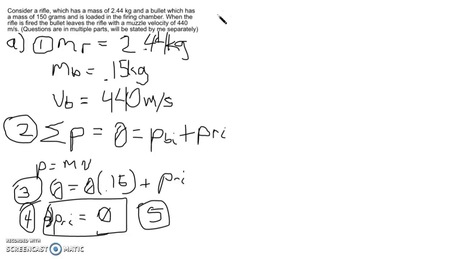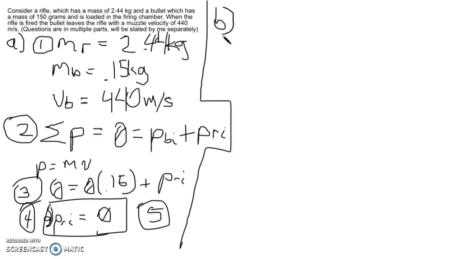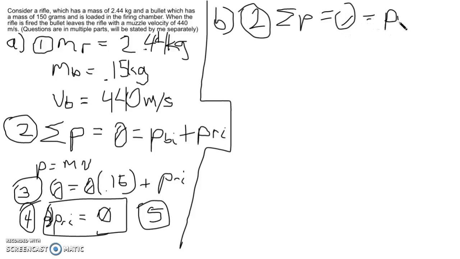That's good enough, right? Let's just draw a bit of a line here and go on to part B. What is part B? Part B says, what will be the momentum of the rifle-bullet combination before the bullet is fired? Oh boy, what do we do now? Well, we look at the equation, sum of P equals 0 equals P_BI plus P_RI.